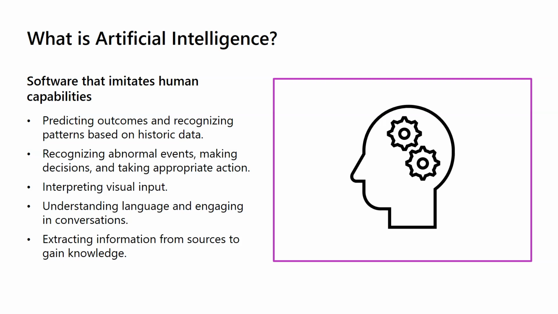Artificial intelligence refers to software that imitates human capabilities. It can predict outcomes and recognize patterns from historical data, identify abnormal events, make decisions, interpret visual input, understand language, engage in conversations, and extract information to gain knowledge.